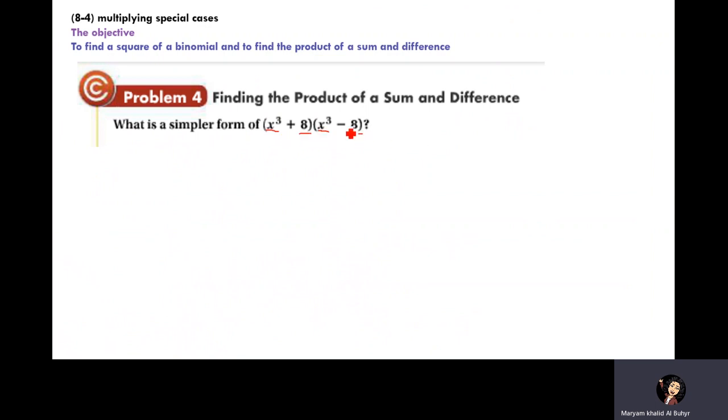This one is exactly the same as this one. The only difference is in these. Since these are opposite, I'm going to say the first one squared minus the last one squared. The first one squared will give me x to the power 6 minus 64. Done. It is much easier than multiplying first by second, first by the last, and then the same thing with the other side.